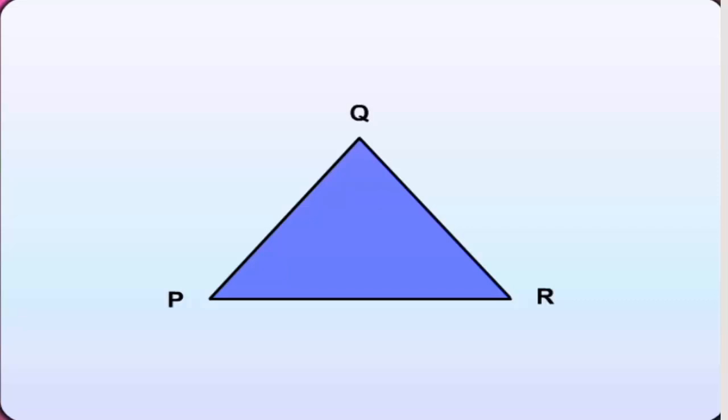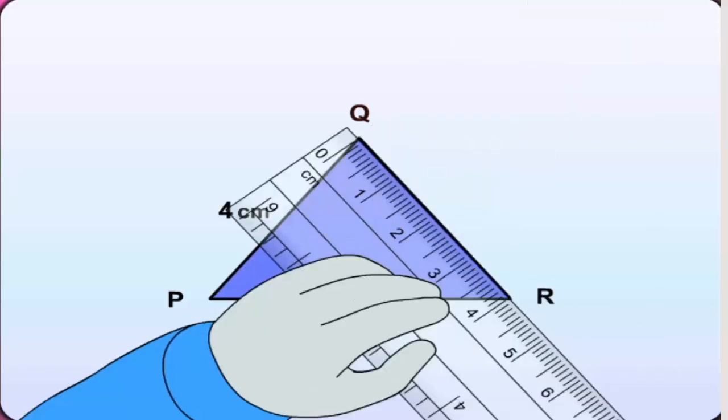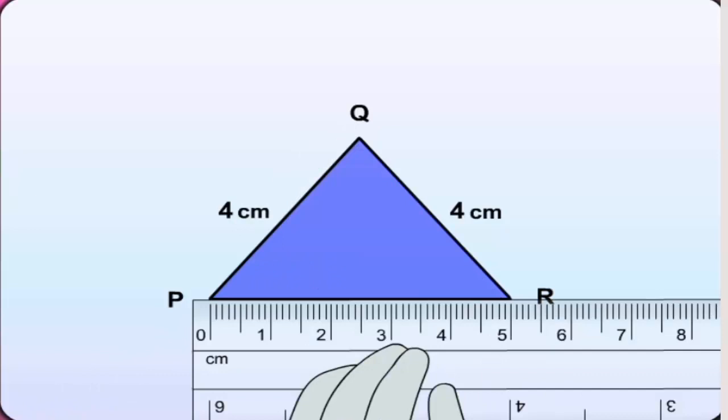Students, now let us measure the length of the sides of the triangle PQR. Here, the side PQ is 4 centimeters long. The side QR is 4 centimeters long. And the side CA is 5 centimeters long.